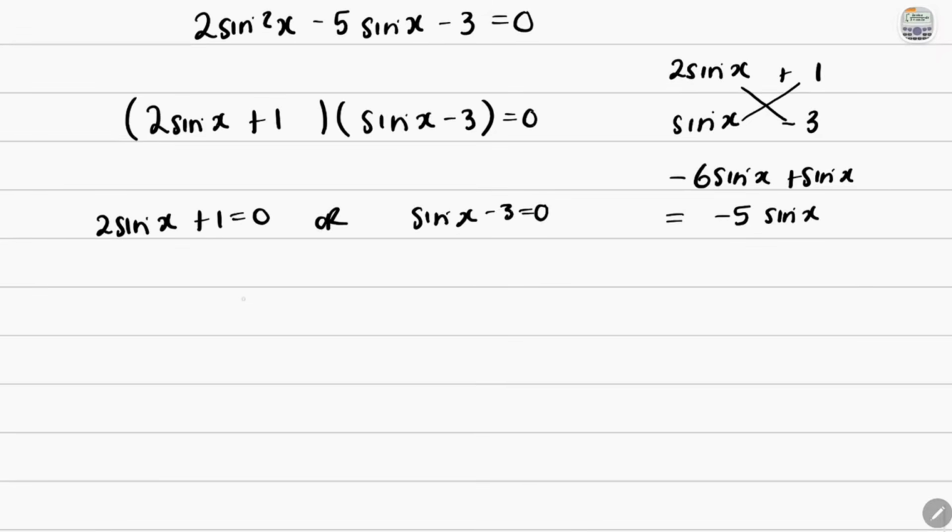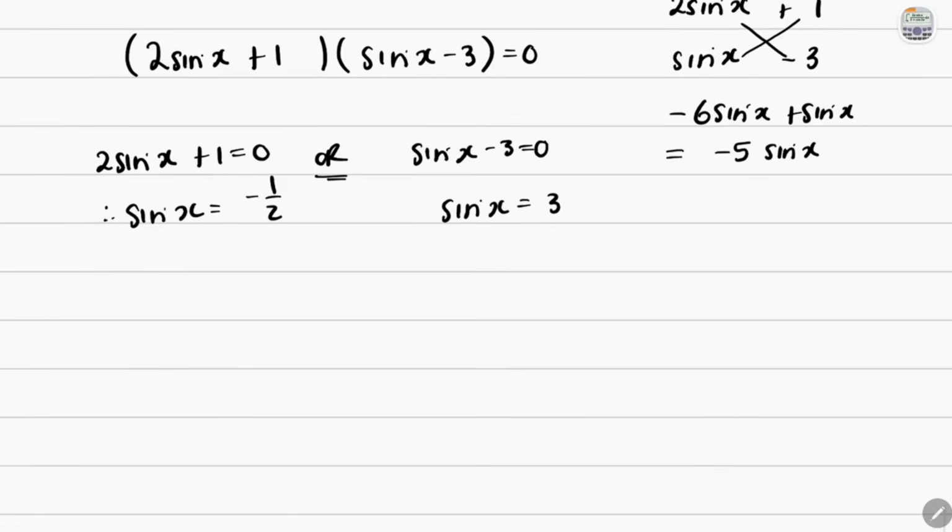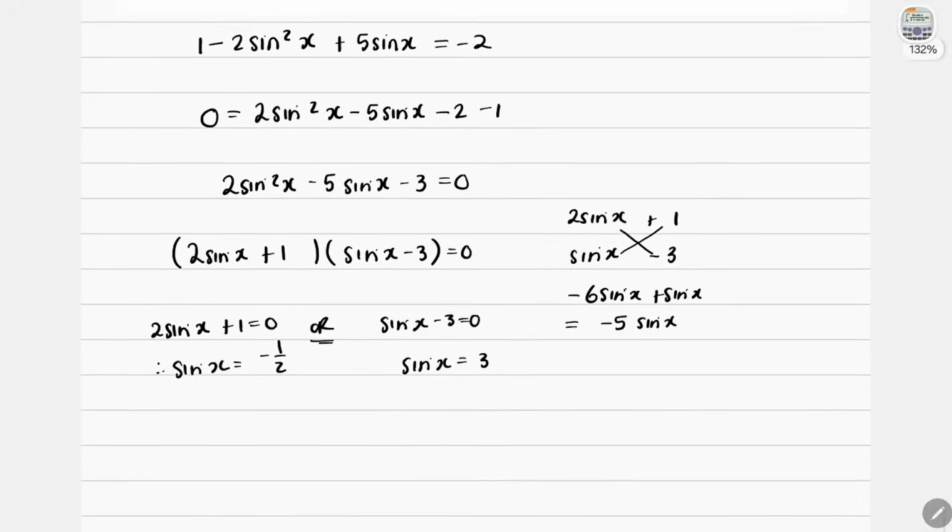So if you transpose that one, it becomes negative, and then divide both hand sides by 2. Sine x is simply equal to negative 1 over 2. Or here, transpose that, negative 3, sine x is equal to positive 3. And we need to solve for x in this, find the general solution.